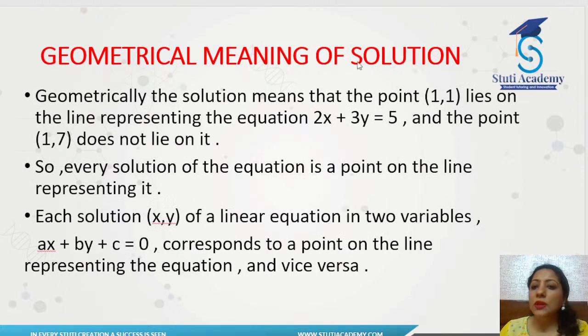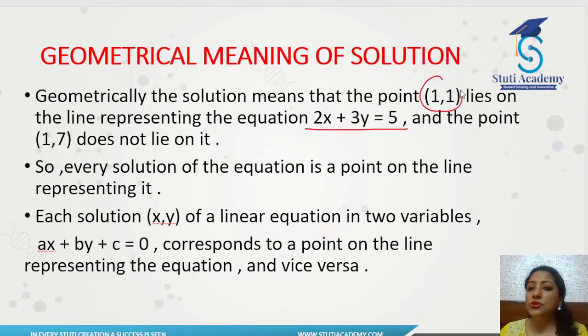Now coming to the geometric meaning of solution. So what does it mean geometrically that 1 is a solution of 2x plus 3y is equal to 5? This means that when we take the equation 2x plus 3y is equal to 5 and represent it on the Cartesian plane, on the x and y axes, we are always going to get a straight line. You will always get a straight line when you draw the graph of a linear equation in two variables on a Cartesian plane. And if you don't get a straight line, that means you made some mistake. So you will always get a straight line for a linear equation in two variables.